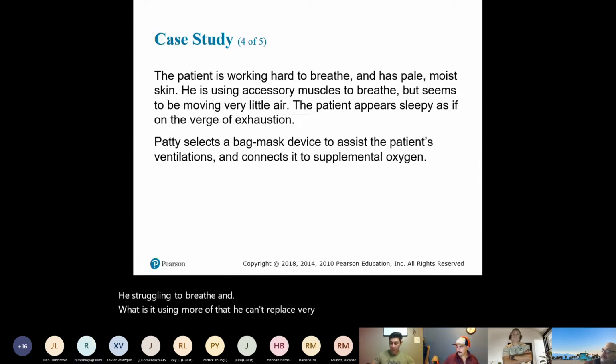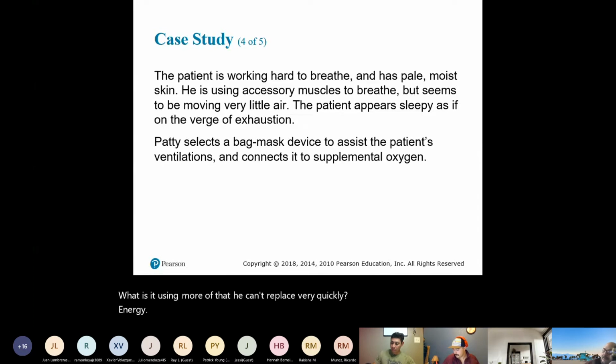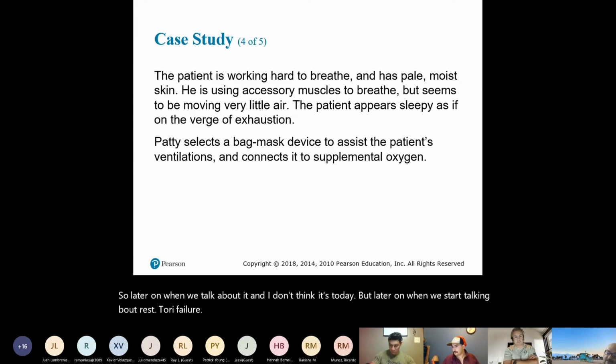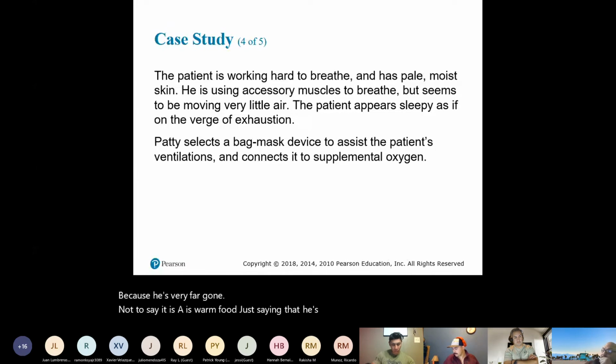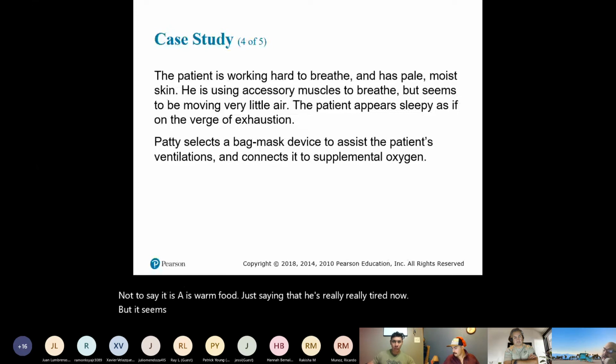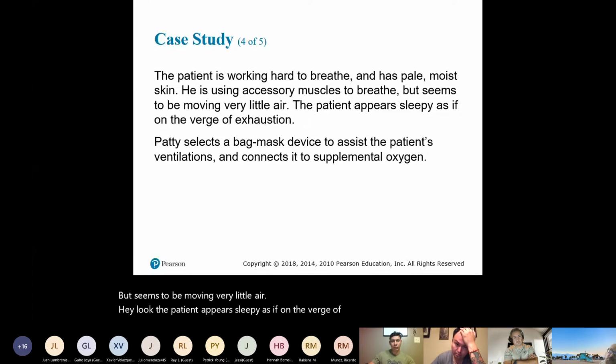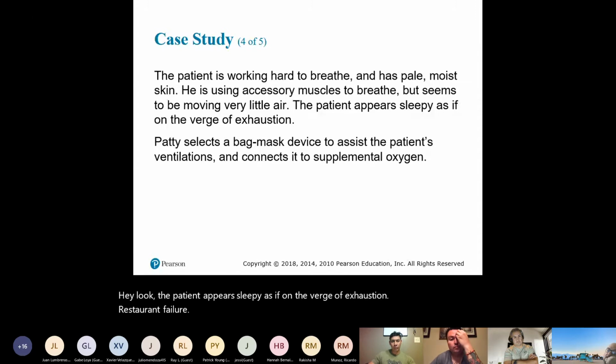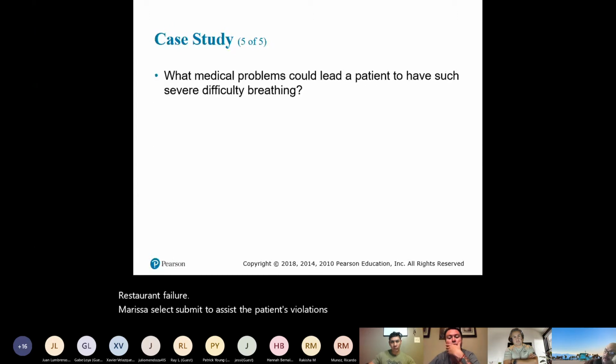Energy. So later on, and I don't think it's today, when we start talking about respiratory failure, we're going to see our patient become drowsy because he's very far gone. Not to say he's worm food, just that he's really, really tired now, but seems to be moving very little air. He's struggling. Look, the patient appears sleepy as if on the verge of exhaustion. Respiratory failure. Brisa selects a BVM to assist the patient's ventilations and connects it to supplemental oxygen.